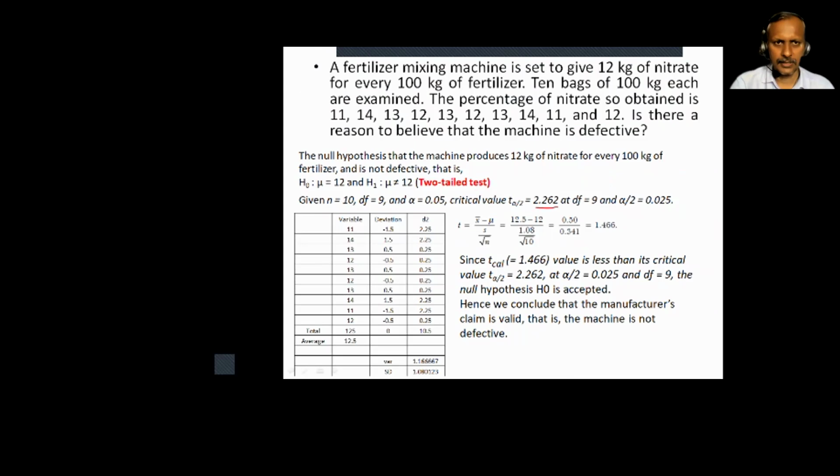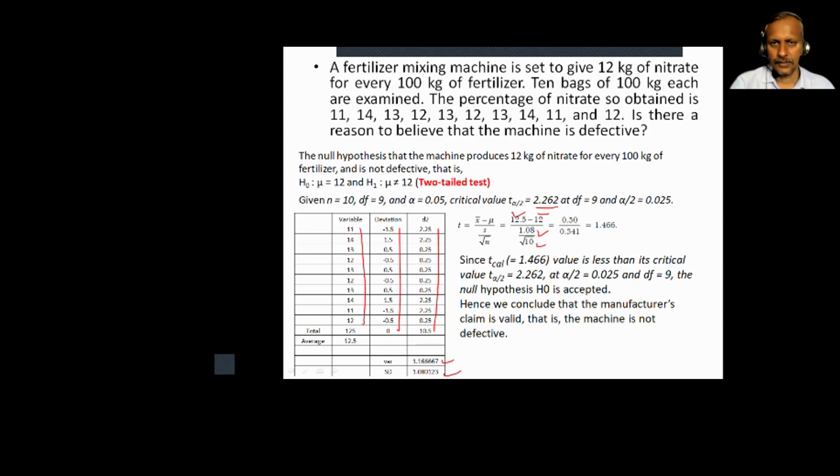We have seen here the observations, and then we have taken the deviation from the mean, and then squared these deviations, x minus x bar squared. The total of this gives the variance, and the square root is our standard deviation. So the standard deviation is 1.08, n is equal to 12, this is our x bar, that is 12.5, minus mu, which is our average, that is 12.